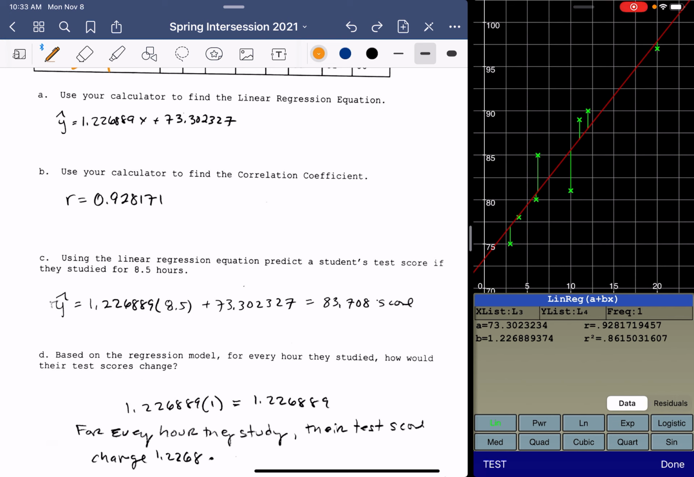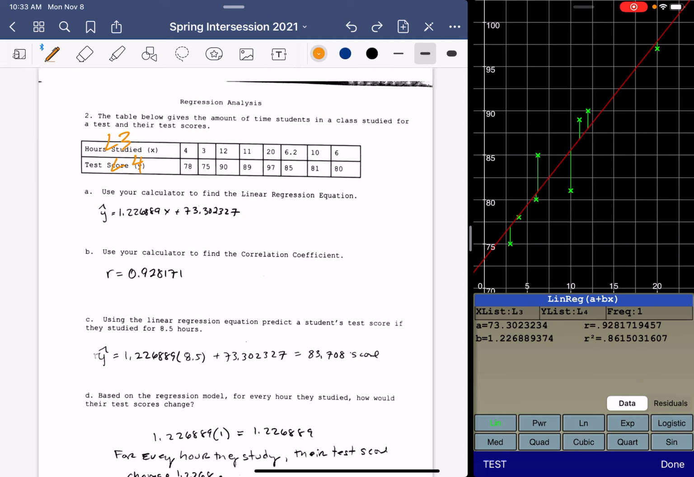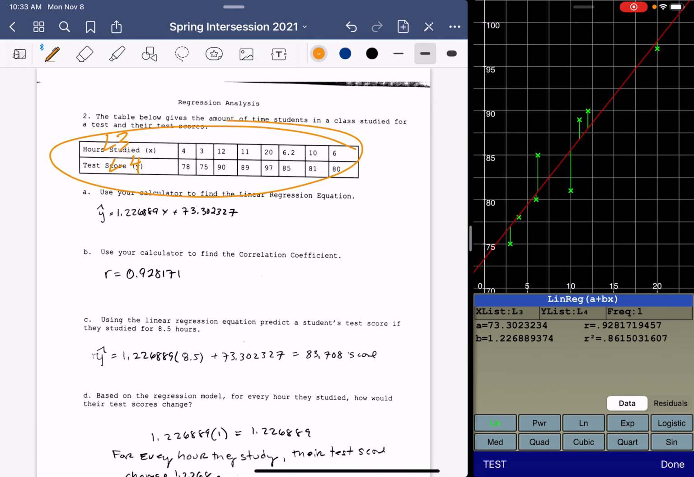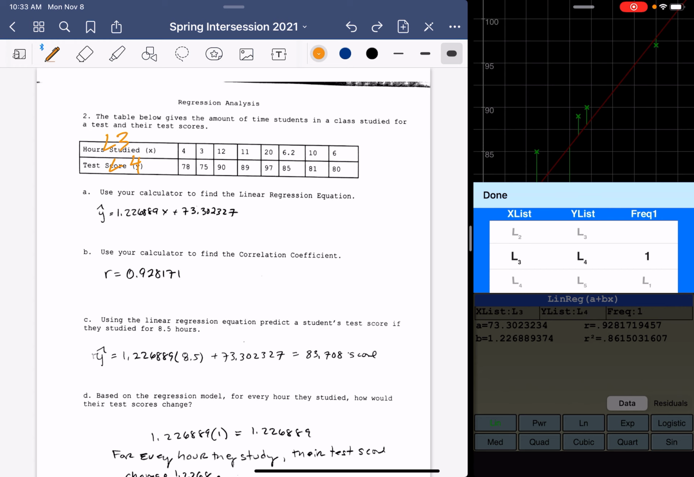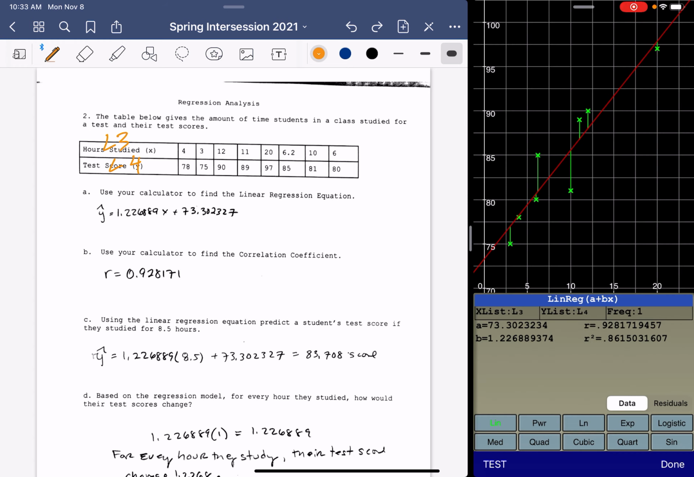Here it says, using a linear regression equation, predict a test score if it's 8.5. So what we do is we take 8.5, put it into our formula, then we multiply, then we add, then we get the predicted score based on the data that's above here. So this data here allowed us to create, and you can see it on the calculator on the right, an equation of the straight line.